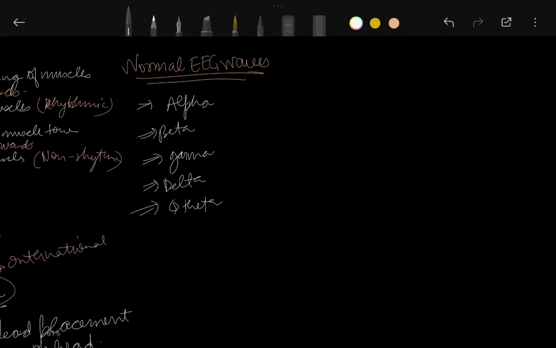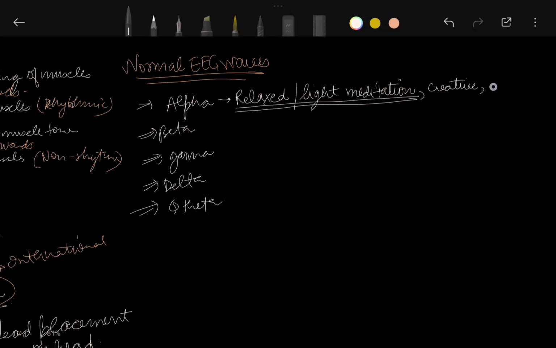Now, what are the ranges? Alpha waves are usually seen in a relaxed state or a light meditative state. These are the important ones. It is also seen when the person is creative, recalling something, or fantasizing something. Usually the important one is that alpha is seen in relaxed and light meditative states.